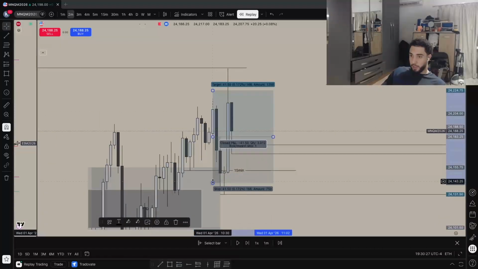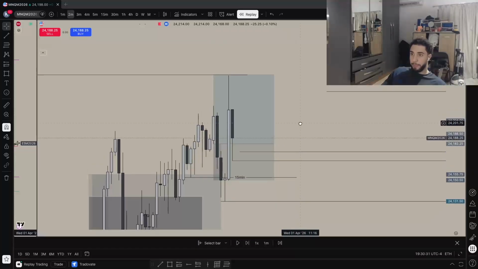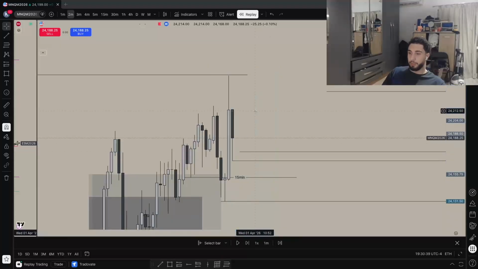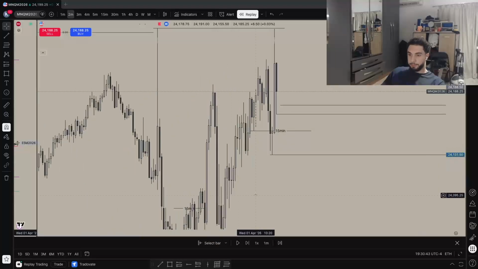So I ended up taking a long here, stops right here, trying to take a long to this high. But I had $40 left and I was risking 150. So when I got filled right here, I instantly got stopped out right here and my account got blown. So then what happened? Let me remove all of this.